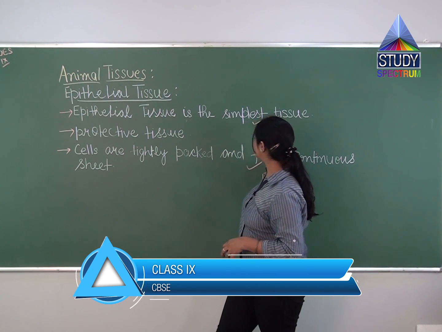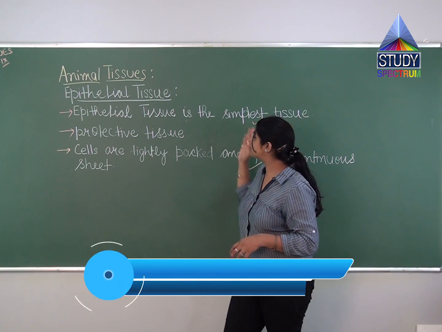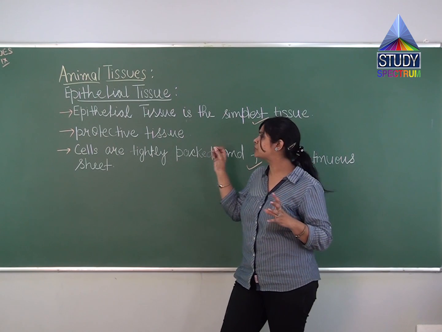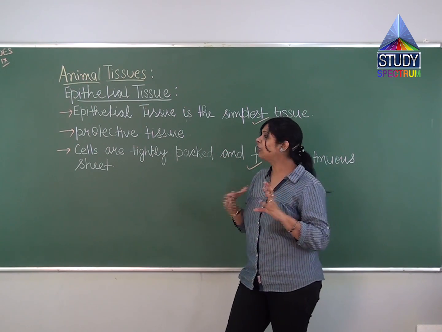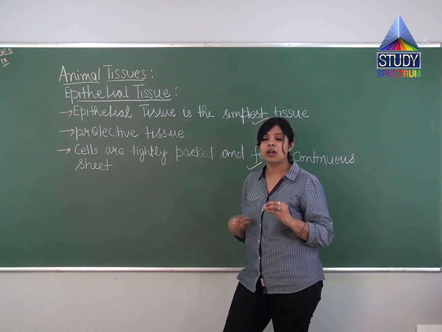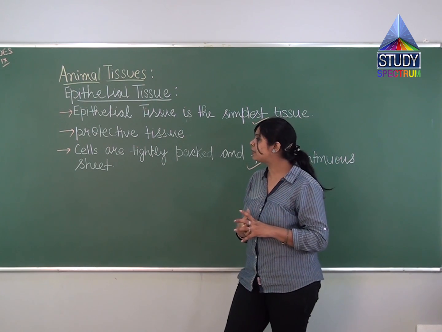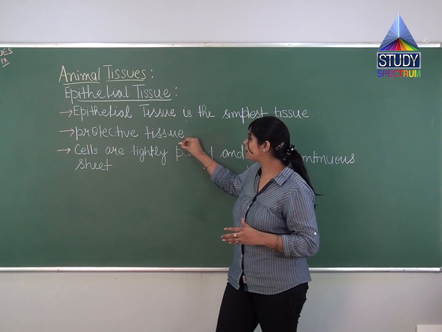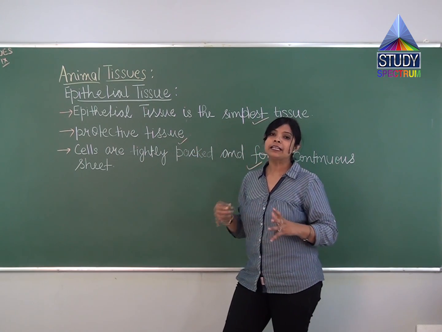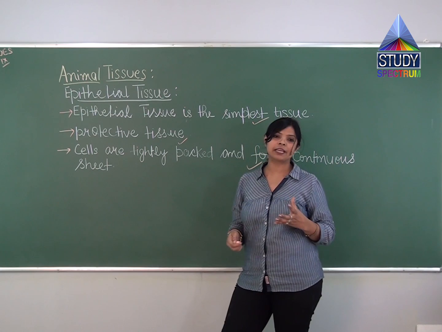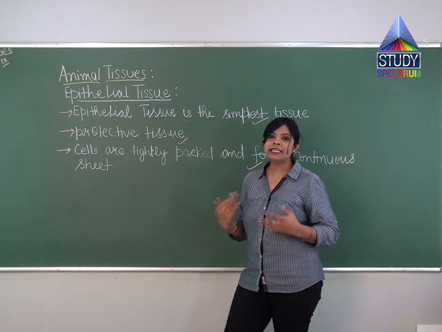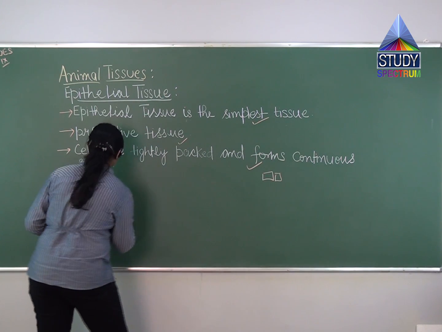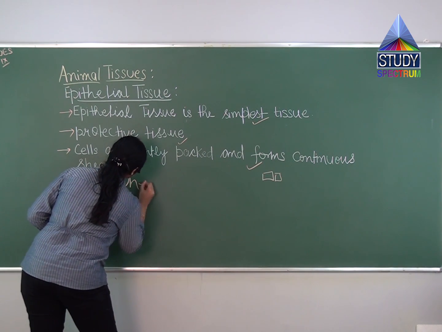Why do we say that this is the simplest tissue? Because they do not have any specific function. They just cover all the tissues and all the other parts of our body. So they form the protective tissue, and here the cells are tightly packed, meaning there will not be any intercellular space. Now where are these tissues found?